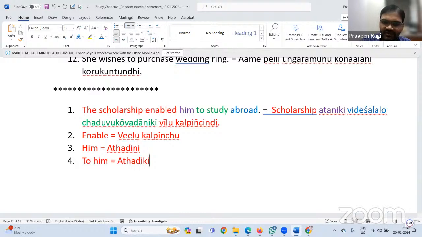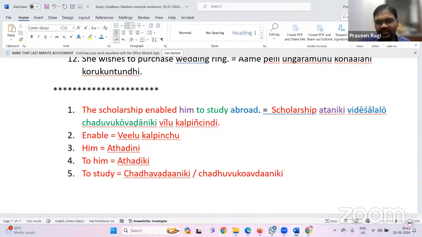So the next one, to study. Study means చదవడానికి or చదువుకోవడానికి. If you look at this one, చదవడానికి is in general. చదువుకోవడానికి is used if he is getting a benefit, like it is for his personal use, like he is going to get a benefit by doing that task. In such cases, we use that 'ko' type of ending, చదువుకోవడానికి. But చదవడానికి is in general.